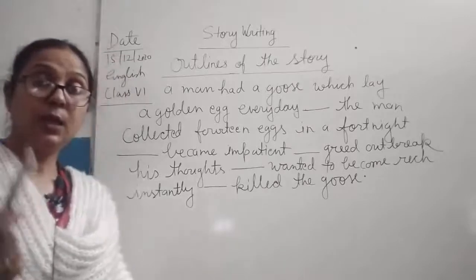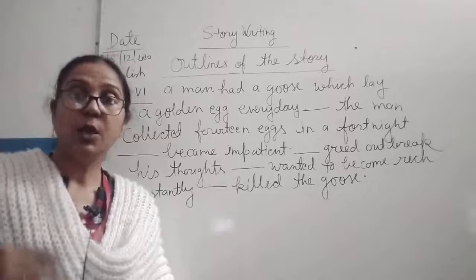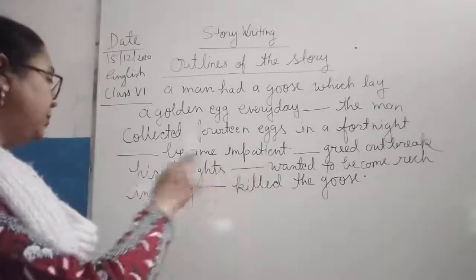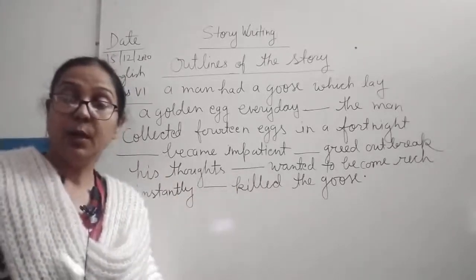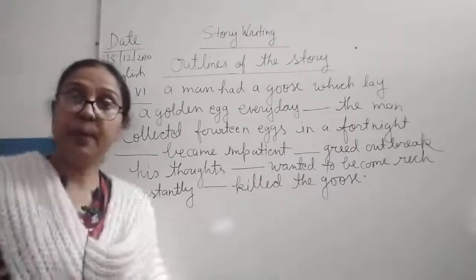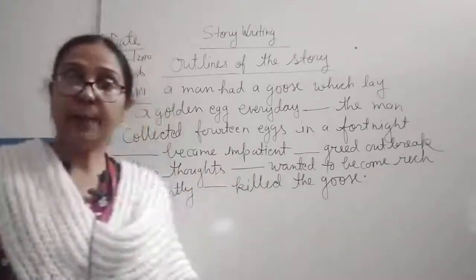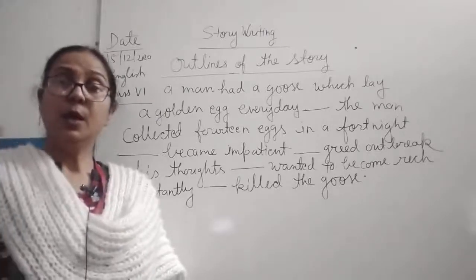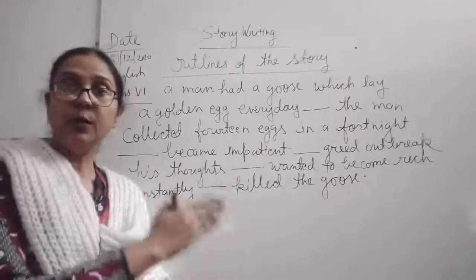That is why he was not worthy in his morals, and he lost his morals and, to become rich instantly, killed the goose. He wanted to become the richest person in that area. That is why he became impatient, and instantly killed the goose. And what happened? Because in a hurry, because he wanted to become rich in a few seconds, that is why he killed that goose.